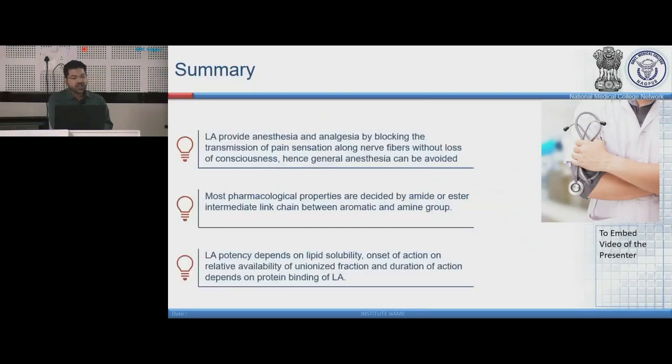In summary, local anesthetics provide anesthesia and analgesia by blocking transmission of pain sensation along the nerve fiber without loss of consciousness. So, we can avoid general anesthesia. Most pharmacological properties of the preparations are decided by the amide or ester intermediate link chain between aromatic and amine group. Local anesthetic potency depends on lipid solubility. Onset of action depends on relative availability of unionized fraction, and duration of action depends on protein binding.